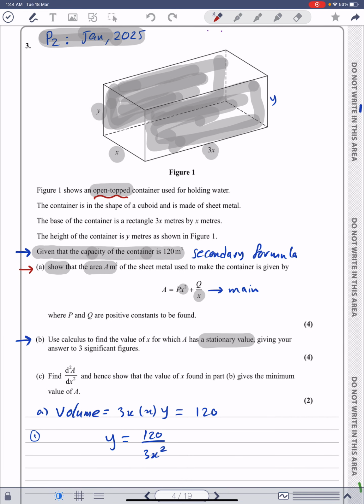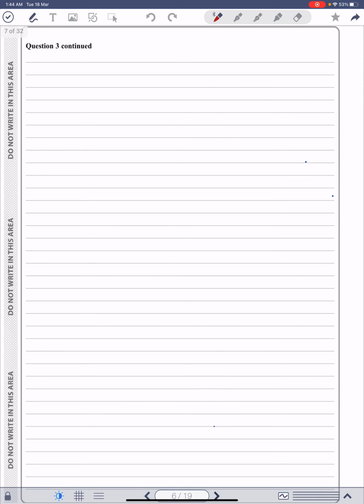For part C, find d squared A over dx squared. That stands for the second derivative, and hence show that the value of x gives a minimum of A. So what he's talking about here is the second derivative test. For part C, we'll be using the second derivative test.